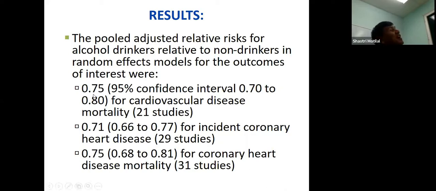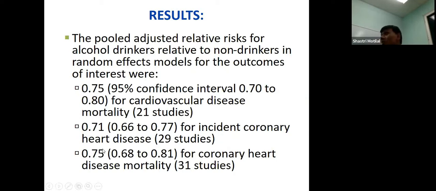So 0.75 means there was a smaller chance of heart disease in people who drink compared to non-drinkers. Confidence interval 0.7 to 0.8, is it significant? You're asking about relative risk. Does it include the value 1? 0.7 to 0.8, does it include 1? Statistically significant. They found 0.71 for incident coronary artery disease. So not death from heart disease, but if you just get heart disease. 0.7, significant again. Coronary heart disease mortality, if you die from coronary artery disease, 0.75.